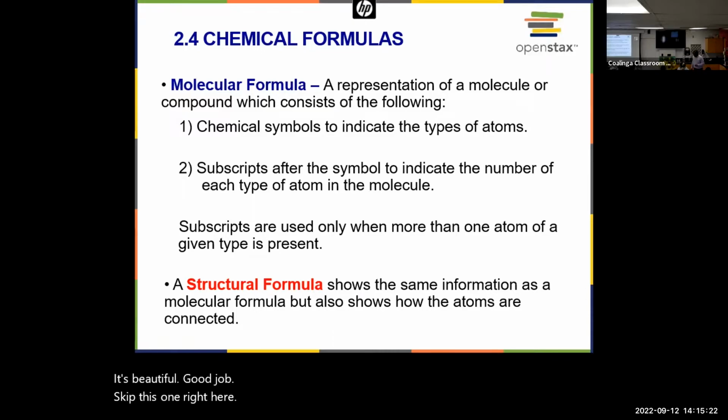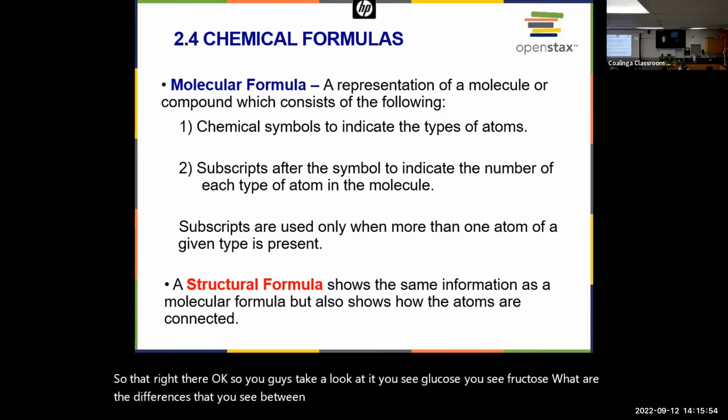So you're looking for the structure of glucose and fructose. No, that's the molecular formula. Look for, type in, structure. Right there, that might work. Okay, so you take a look at it. You see glucose, you see fructose. What are the differences that you see between them? Describe them to me.